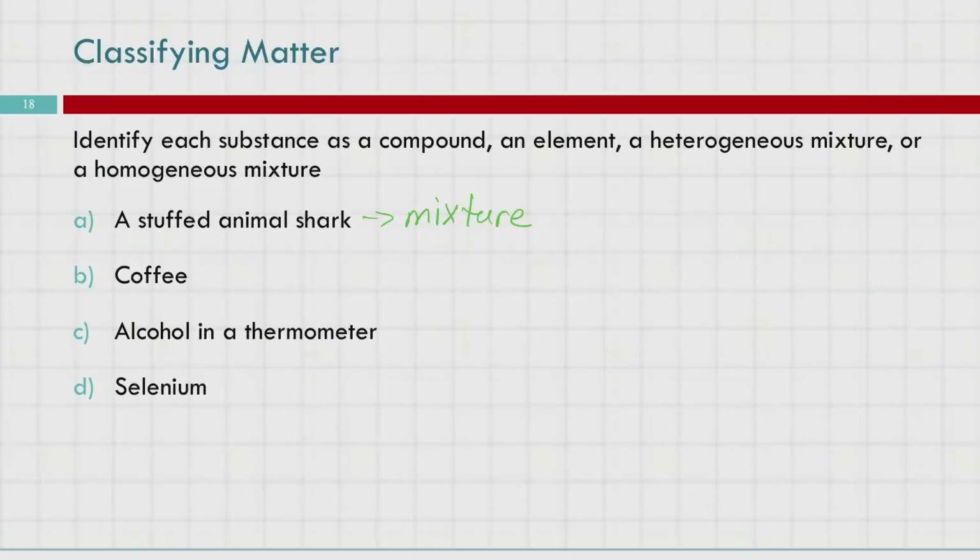Is it the same consistency throughout? If you chop off one part of a stuffed animal, is it going to be the same as if you chopped off another part? Probably not, right? You might get some of the outside fabric. You might pull from just the inside and then it's just cotton fluff. So that would be a heterogeneous mixture.